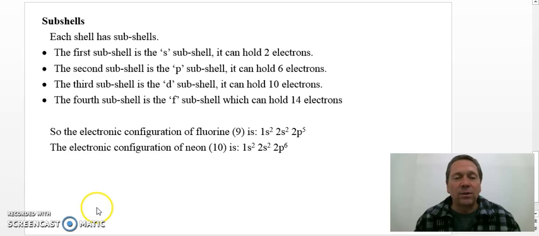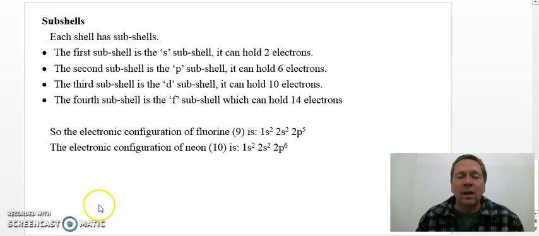Now the next little topic is about the subshells. Electrons don't just go into shells, they also go into subshells. A subshell is like a level, like a part of a shell. It's a shell within a shell. And the first one is called the S subshell, and that can hold a maximum of 2 electrons. The second subshell is called the P subshell, and it can hold a maximum of 6 electrons.